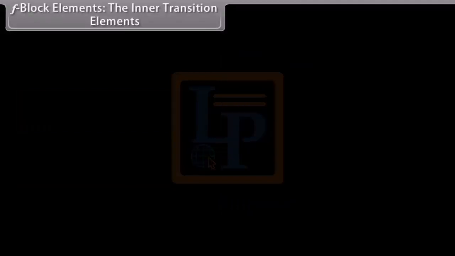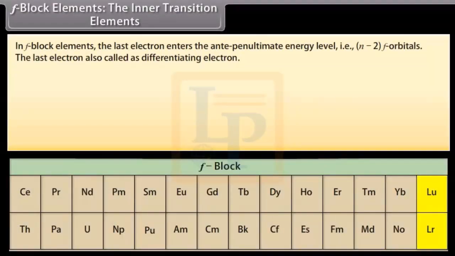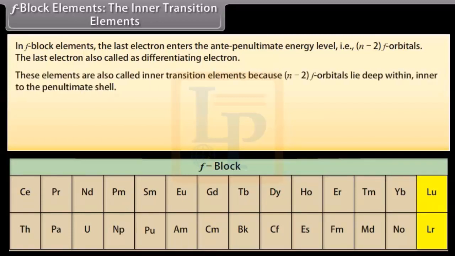f-block elements. The inner transition elements. In f-block elements, the last electron enters the antepenultimate energy level, that is (n-2)f orbitals, where n can be 6 or 7. The last electron is also called the differentiating electron. These elements are also called inner transition elements because (n-2)f orbitals lie deep within, inner to the penultimate shell.